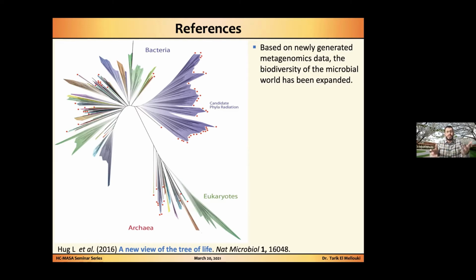So in recent work, especially this one that I'm showing you here, a new view of the tree of life published in 2016, this group proposed novel taxa that were not identified previously. This is a phylogenetic tree, a cladogram, and you can see that there are multiple branches. The take-home message from this image is that the domain bacteria, which I highlighted here, contains the largest number of species in comparison to archaea or eukaryotes.